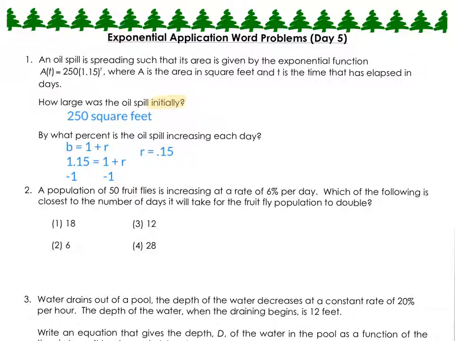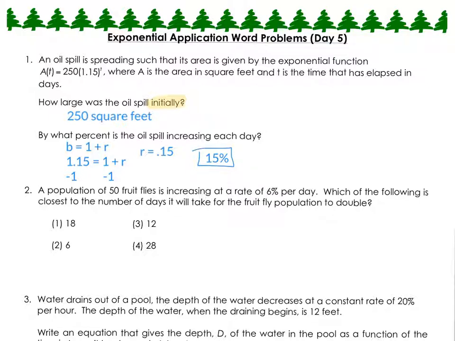You can also think of it as, since it's 1.15, that is 115%. The 100% is already, that's like the 250 just being that again. So the 15% is the additional percentage there. So that must be the rate. So by what percent is the oil spill increasing? Well, I found my r value, but that's not the final answer because they want to know what percent. So I have to say 15%. And that's the exponential growth here. That's what's happening in this function. It's an exponential growth of 15%.